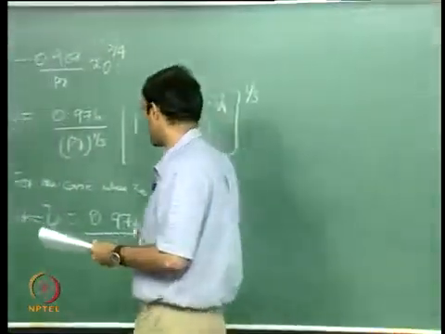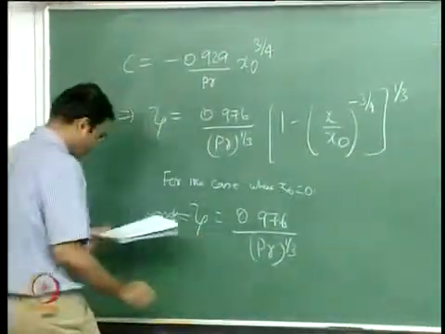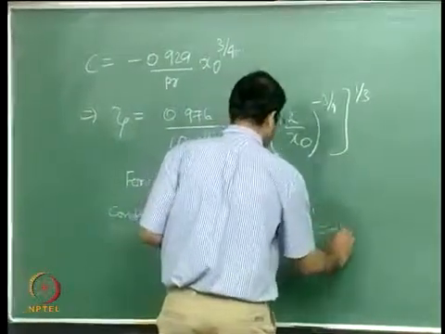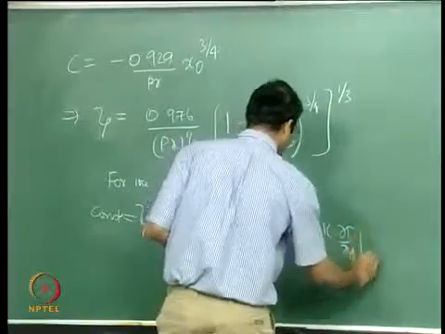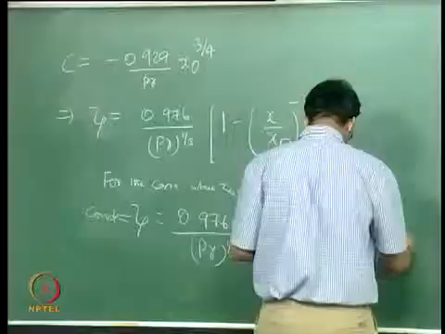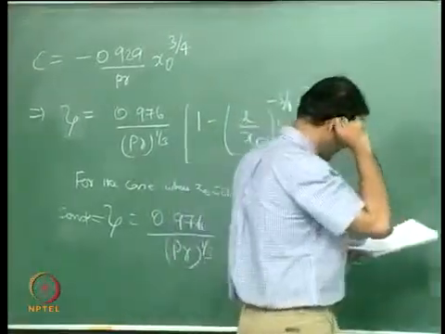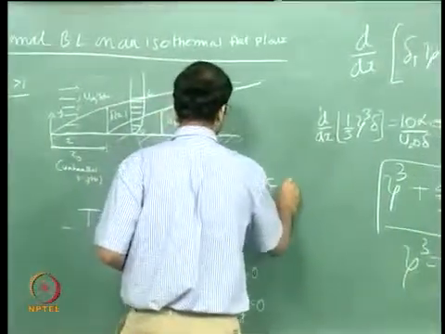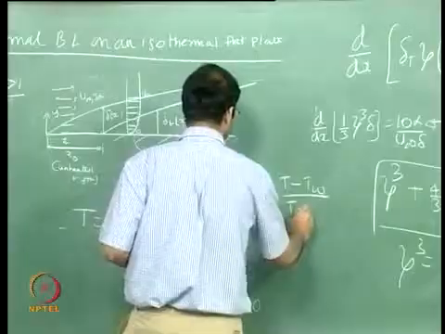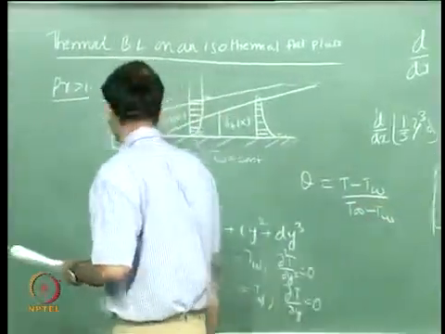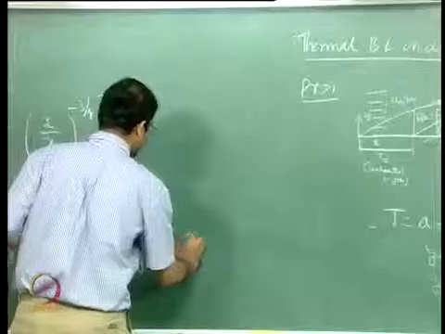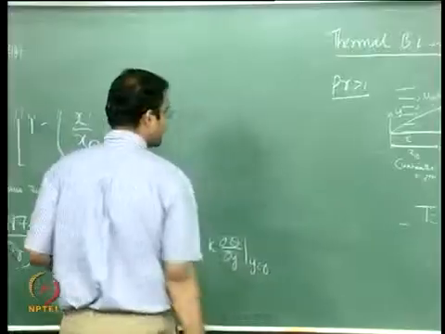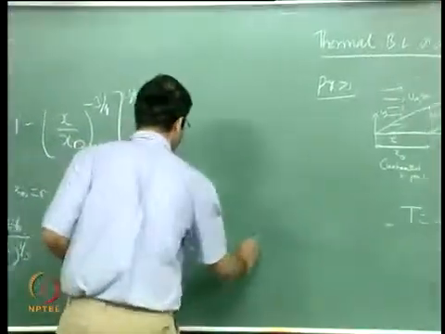So for the case where you do not have unheated length, this is your expression. With this we can calculate the heat flux, minus k dT by dy at y equal to 0. So dT by dy at y equal to 0 can be written, if you remember your definition of theta, as T minus T wall by T infinity. So you can write this as d theta by dy at y equal to 0, multiplied by T infinity minus T wall.